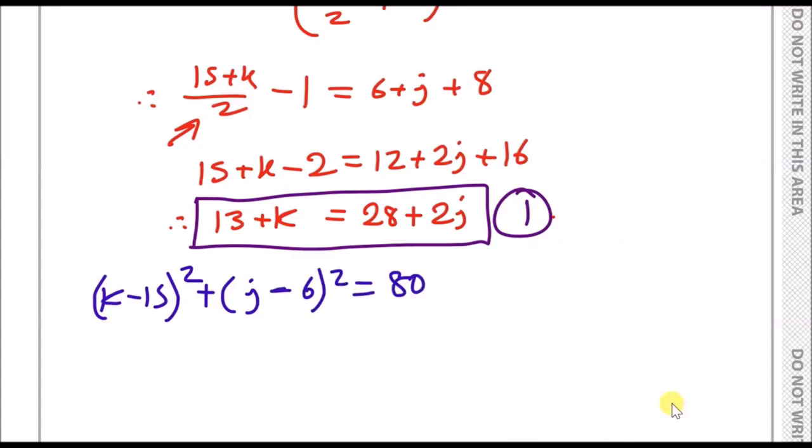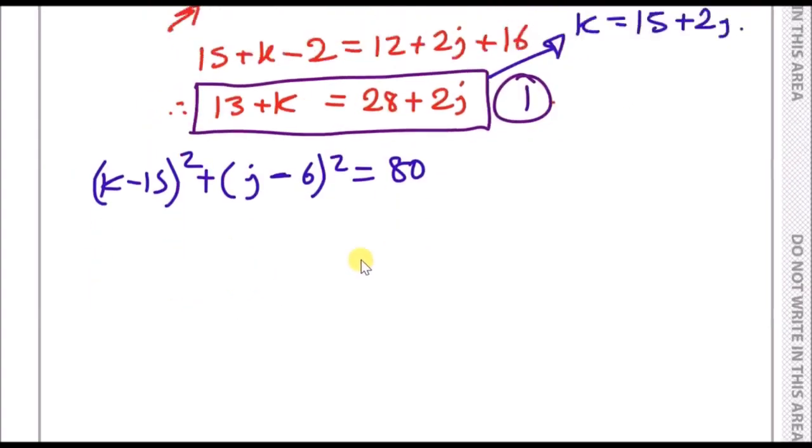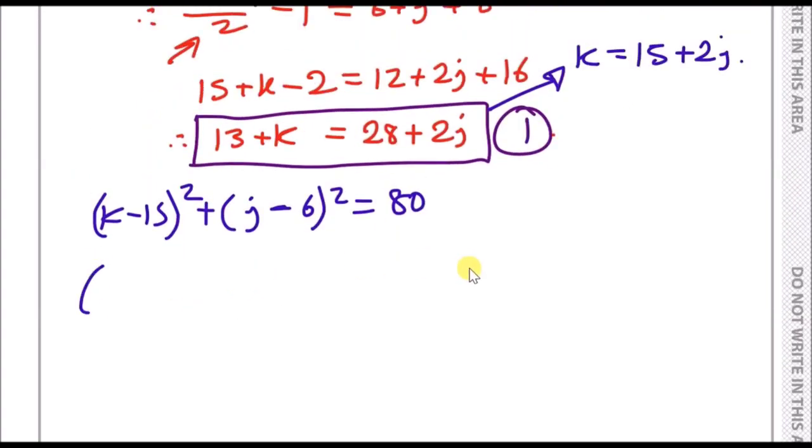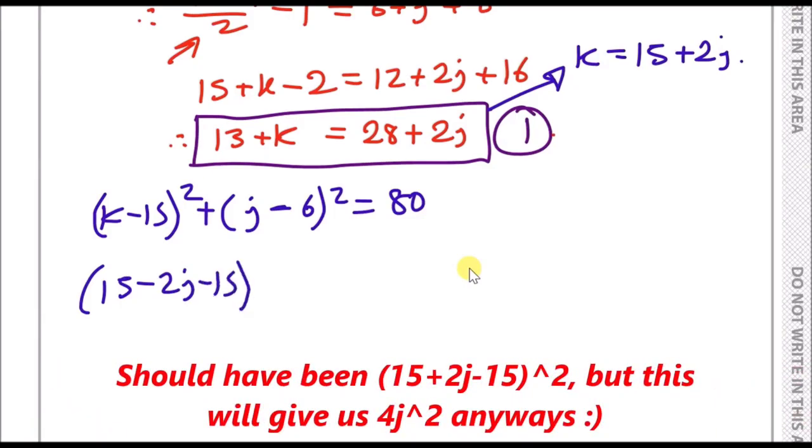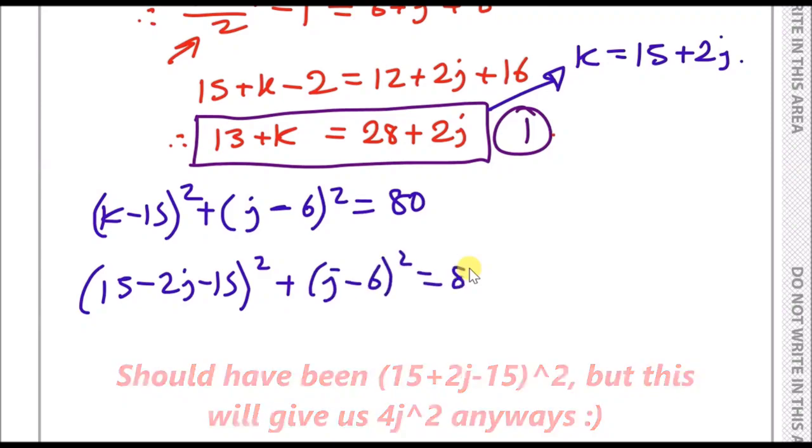And now from the equation above, I'm going to make k the subject here. So from here, I'm going to subtract 13 across. So we're going to have k equals, what's that? 28 take away 13 is 15 plus 2j. Okay, so let's put that in over there for k minus 15, yeah? So substitute this into that equation there. We're going to have 15 plus 2j and then minus 15 squared plus j minus 6 squared equals 80.